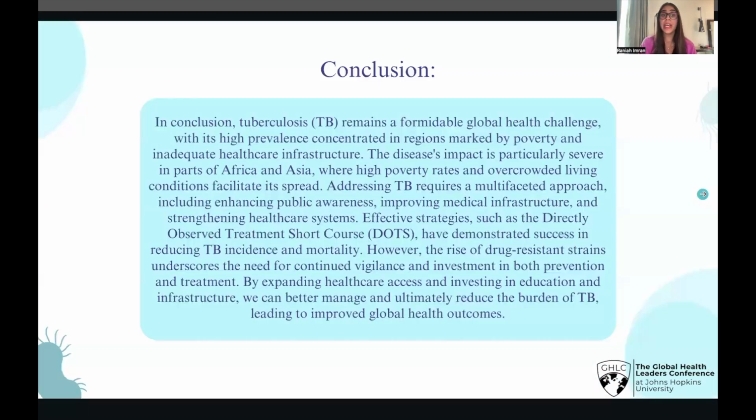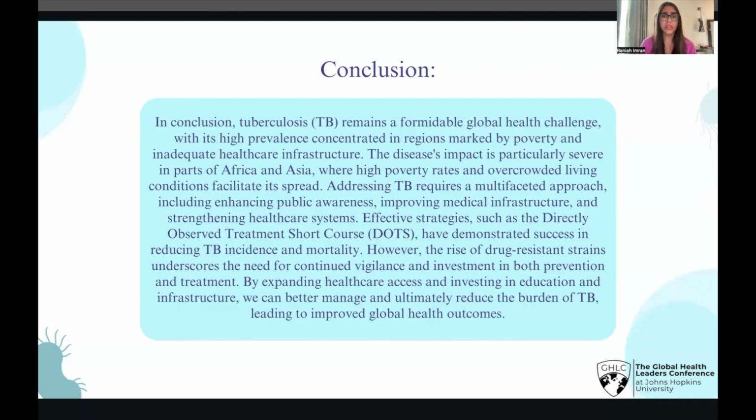In conclusion, tuberculosis remains a formidable global health challenge, with its high prevalence concentrated in regions marked by poverty and inadequate healthcare infrastructures. The disease's impact is particularly severe in parts of Africa and Asia, where high poverty rates and overcrowded living conditions facilitate its spread.